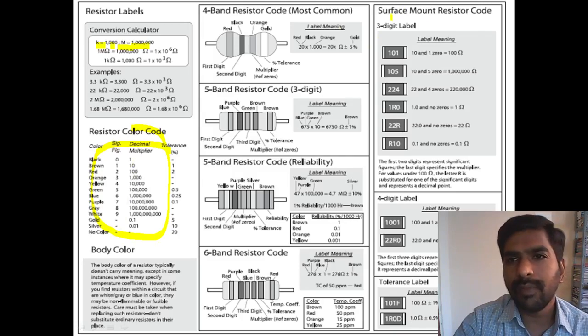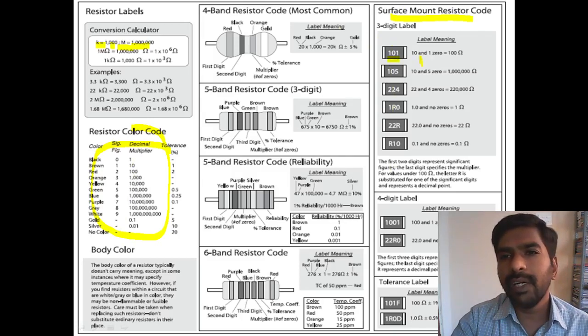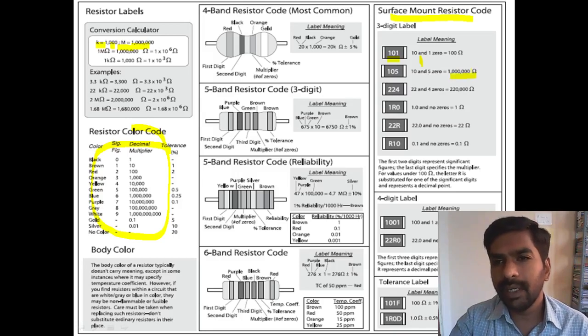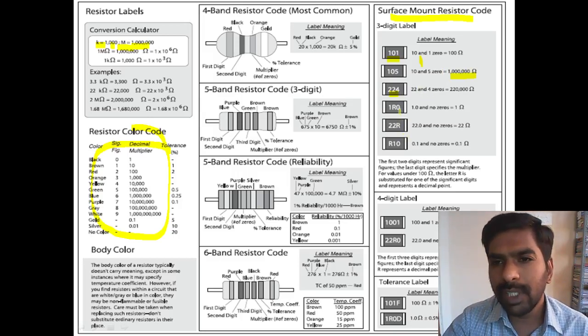And surface mount resistor, see there are plenty of examples here. 101 means it's 10 into 10 raised to the power of 1, that's a 100 ohm. 105 is 10 into 10 raised to the power of 5, that means we need to put 5 zeros after 10. This is the equivalent value. 224 means 22 into 10 raised to the power of 4. There are some zeros here.